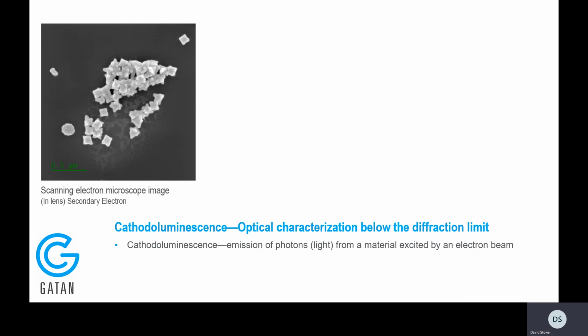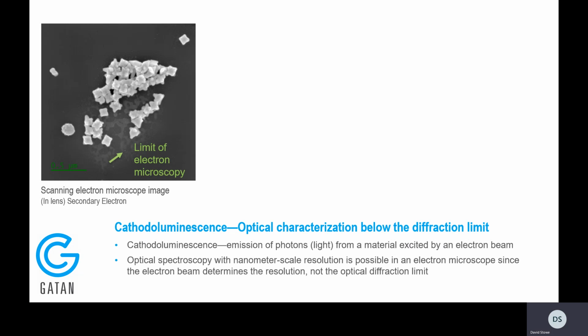So I'd like to introduce you to a technique termed cathodoluminescence. Cathodoluminescence is the emission of photons from a material when excited by an electron beam. In an electron microscope, we can focus an electron probe to very small sizes and use this to excite a specimen. And by measuring the emitted light using a cathodoluminescence detector like the Monarch system, we gather optical information far below the diffraction limit, since the electron beam and its interaction with the specimen determines the resolution, not the optical diffraction limit.